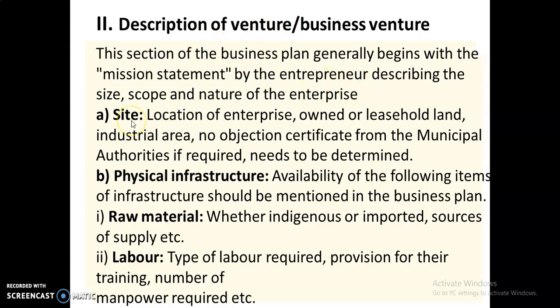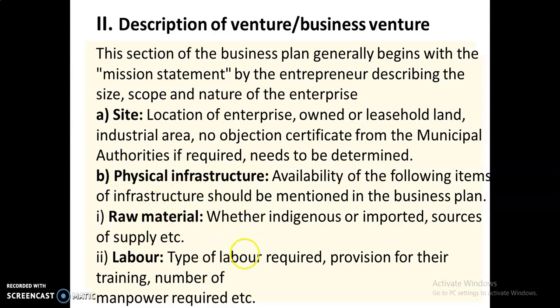So first he's going to state the site. Site means the location of the enterprise, owned or leased land. Is it an industrial area, and is a no objection certificate from the municipality authorities required? Then it needs to be determined. Then you have the physical infrastructure. Availability of the following items of infrastructure should be mentioned in the business plan. Whether it is going to be an attached roof, what the area is, and how your building is going to be. Maybe you have to show the plan.